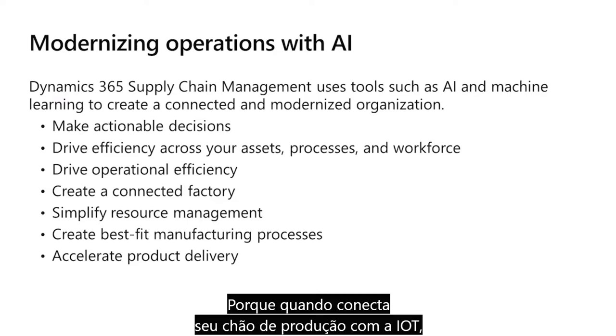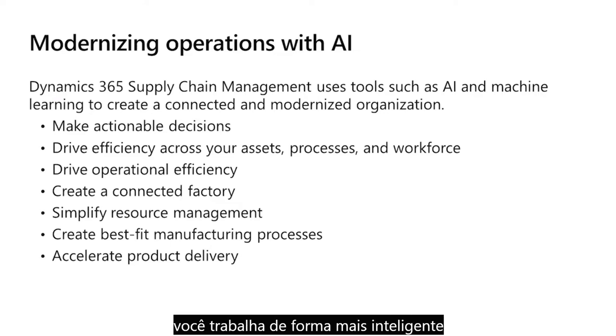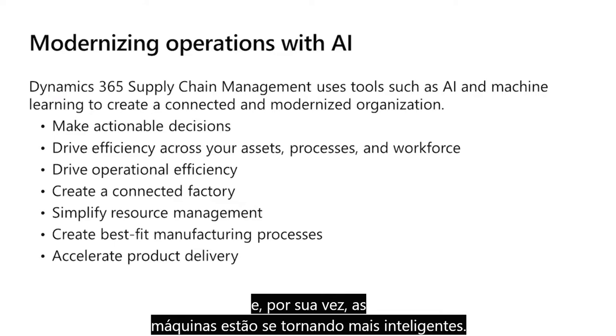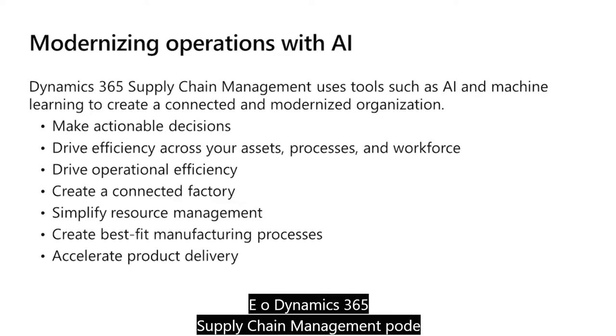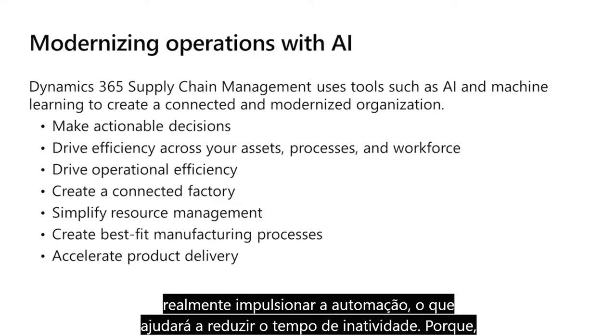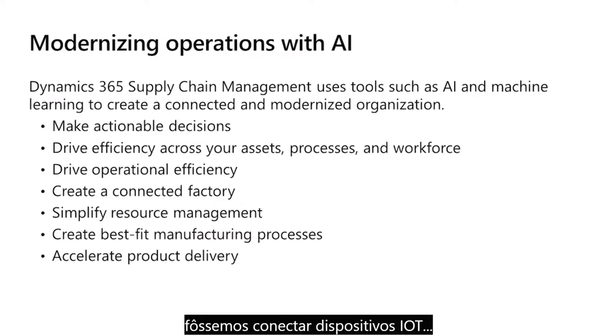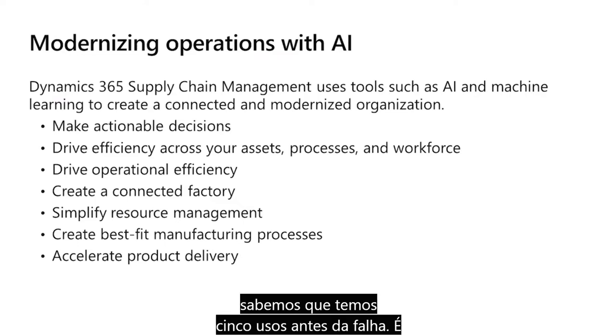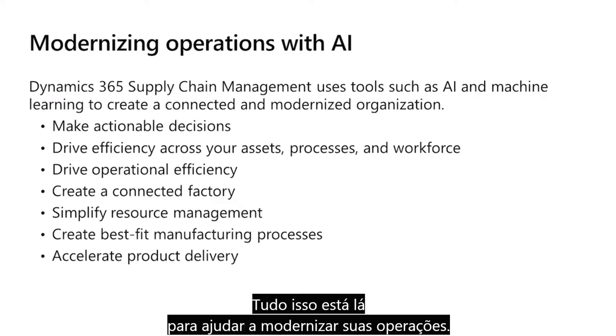Because when you connect your production floor with IoT, you work smarter and make operations more intelligent than ever. And in turn, machines are becoming smarter. Dynamics 365 Supply Chain Management can actually drive automation, which will help reduce downtime. Because think about it, if we were to connect IoT devices to one of our machines, and it lets us know 5 uses before failure, you're able to schedule that maintenance right away. So all of this is there to help modernize your operations.